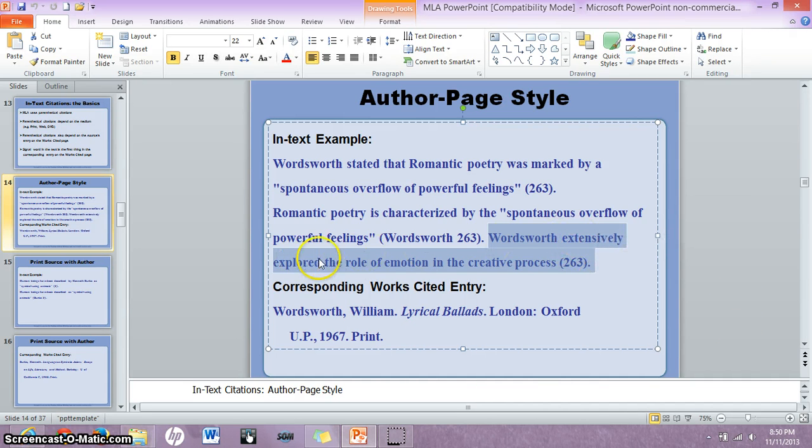Wordsworth extensively explored the role of emotion in the creative process. So this is giving credit to Wordsworth and showing where he does this based on that citation. Okay, so sometimes it's going to be word for word, sometimes it's just going to be summarized information. But if it's summarized information coming from somewhere else, you still need to cite it. It's plagiarism if you don't. Okay, there you go. Pretty simple.